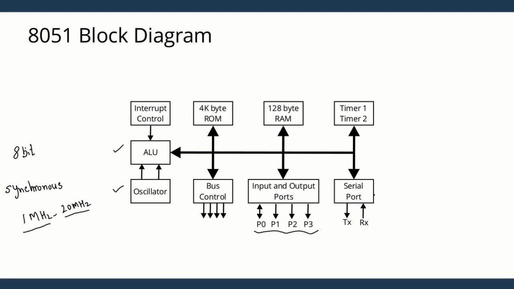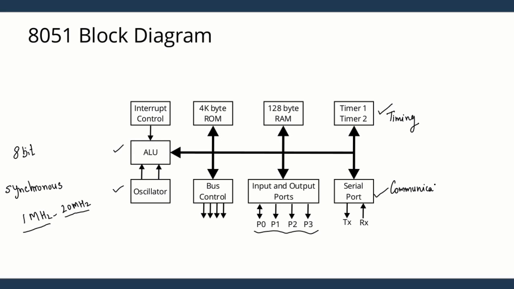Then we need to communicate with other devices, so we have the serial port. Then, for timing applications, we have 2 16-bit timers, which can be configured for different modes, and we will see in a subsequent lecture how we can do that. But this is for timing applications, and this is for communication.